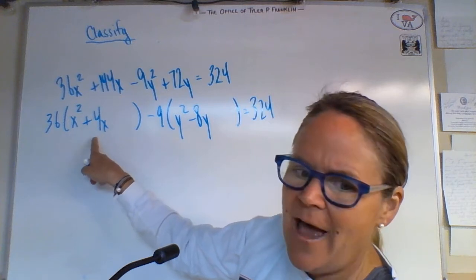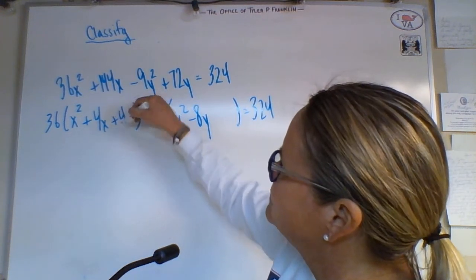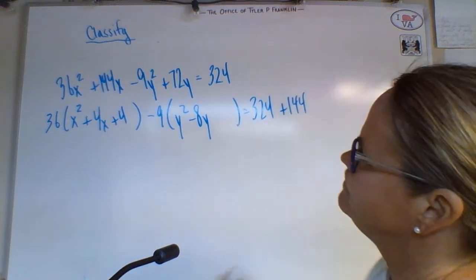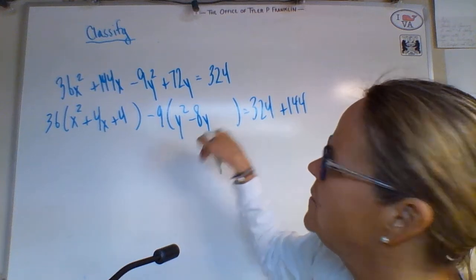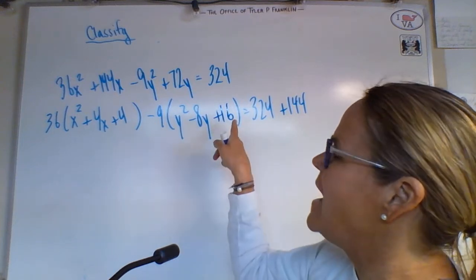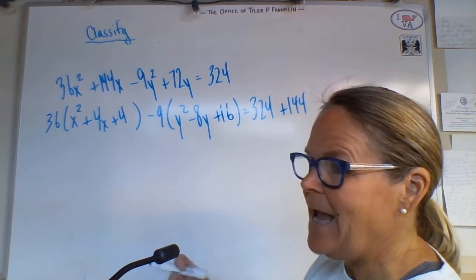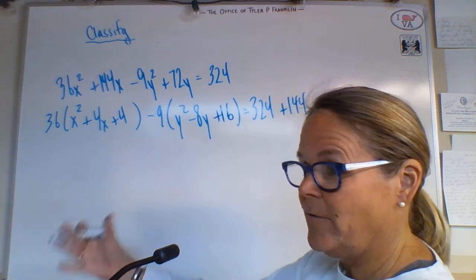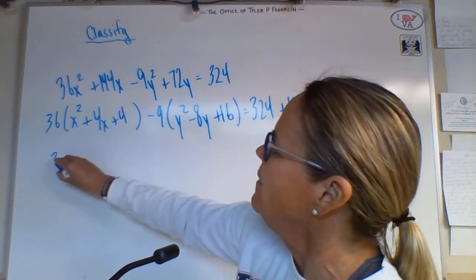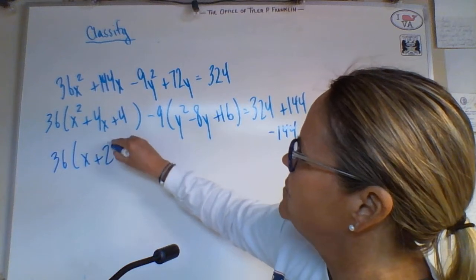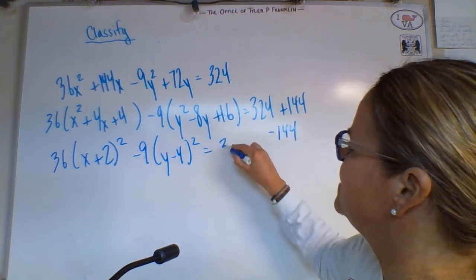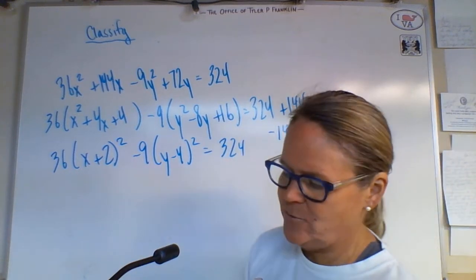Complete your squares. Half of 4 is 2, squared is 4. 36 times 4, add 144. Here, half of 8 is 4, squared is 16. Now, what you did is negative 9 times 16, which is negative 144. So you subtracted 144 on the left, so you have to subtract 144 on the right. Write as perfect squares. So we have that, add that stuff up, those cancel out, you get 324.